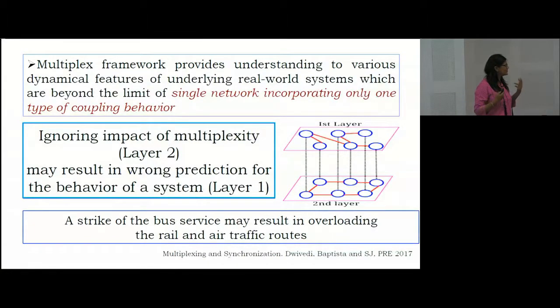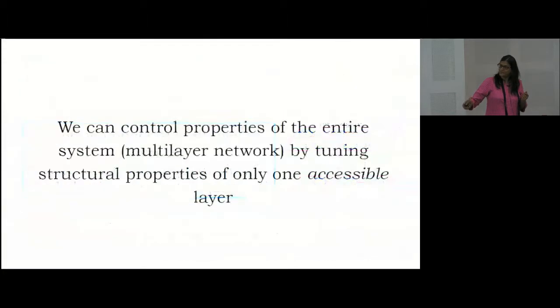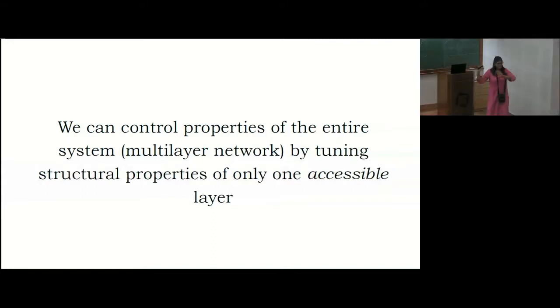But now we can use this as our benefit. It means we can control the properties of this layer by changing the properties of this layer. So we can control the properties of the entire system or one layer by tuning the structural properties of only one accessible layer. These are examples. Of course, I am not working on any real world data and I am not going to show any, but this is just to motivate you.